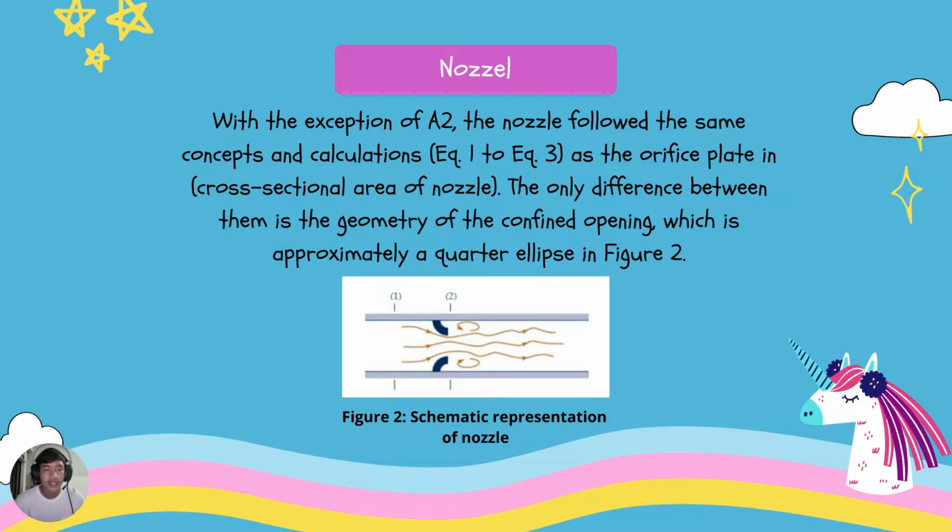Nozzle. With the exception of A2, the nozzle follows the same concept and calculation, equation 1 to equation 3, as the orifice plate, where A2 is the cross-sectional area of the nozzle. The only difference between them is the geometry of the confined opening, which is approximately a quarter ellipse in figure 2.